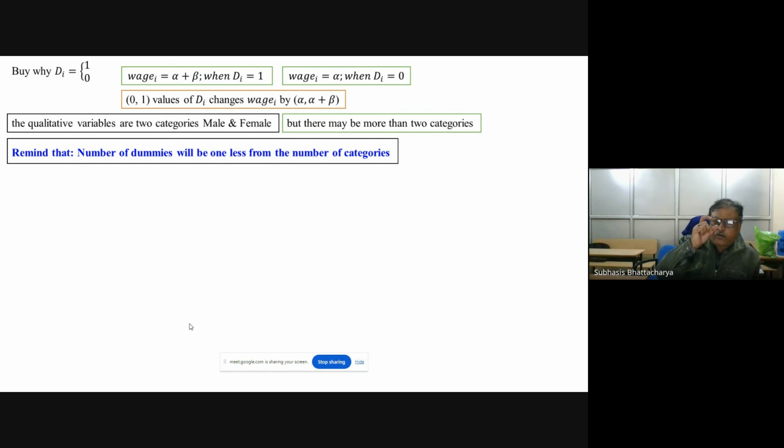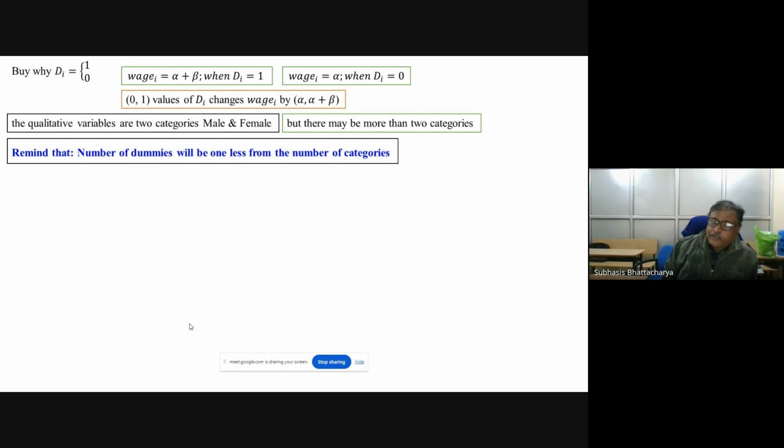Now look, what is the crux of the thing? In the case of our gender wage relationship, gender has two categories, male and female. So what is the number of categories? Two. And how many dummies do you incorporate? How many qualitative variables? One, that is Di or D. So look, the number of dummies, that means the number of qualitative variables, will be one less than the number of categories.